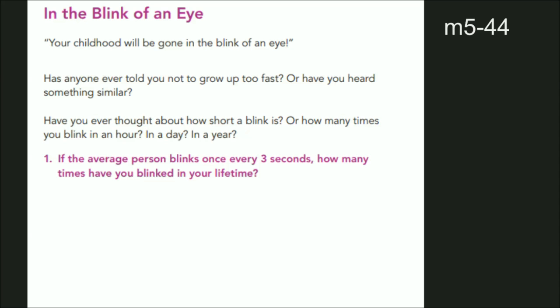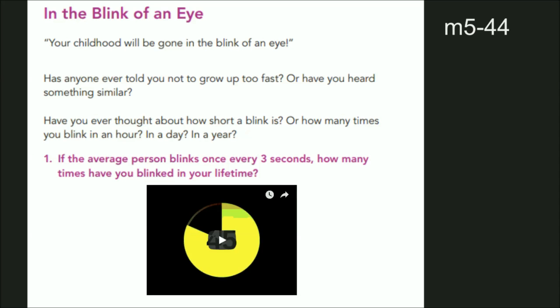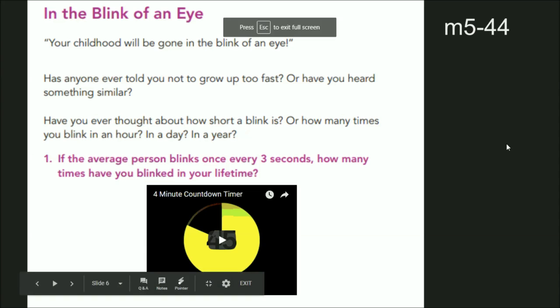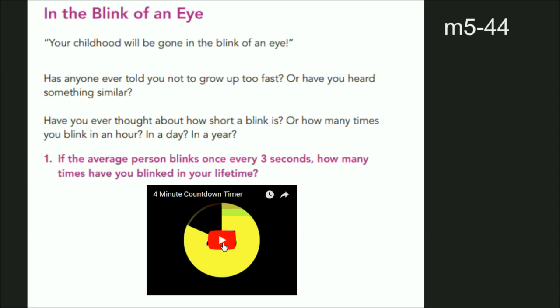So here's what I'm going to do. I'm going to give you a few minutes to figure this out any way you want to try, it's on you. This will be our getting started, our warm-up, to get your brains working today. I want you to estimate and calculate, if you blink once every 3 seconds, how many times you think you have blinked in your lifetime. I'm going to start the timer. Again, this is just whatever way you think you can get this figured out. Okay, ready? Go.